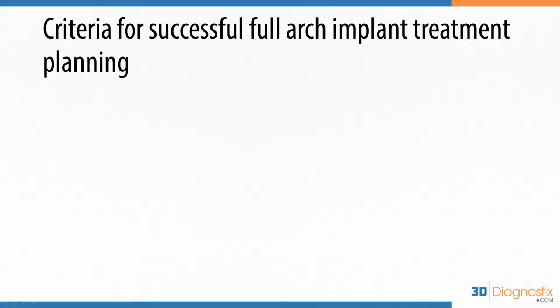Let's start by some of the important criteria for a successful full arch implant treatment plan. Number one for me is case selection. When a patient walks into your office seeking full arch implant rehabilitation, this patient can be either completely edentulous or the patient could have terminal stage dentition accompanied by bone loss, periodontal defects, and so on. We should be dealing with each differently, and we'll speak about this in our presentation.